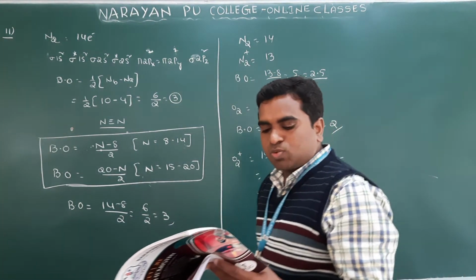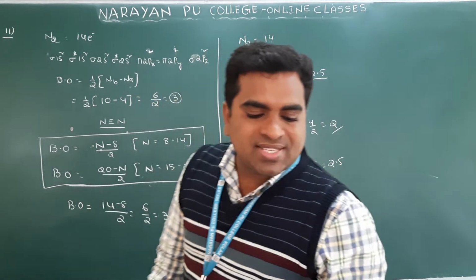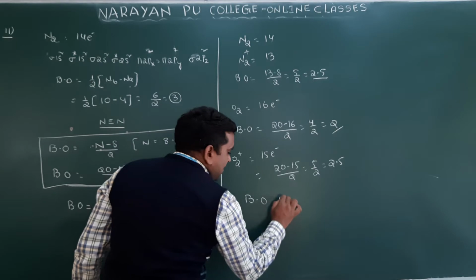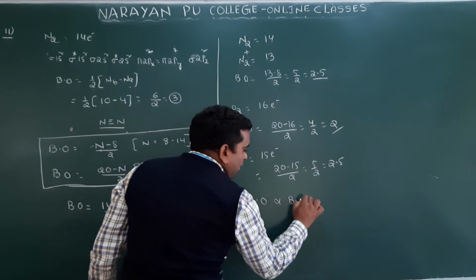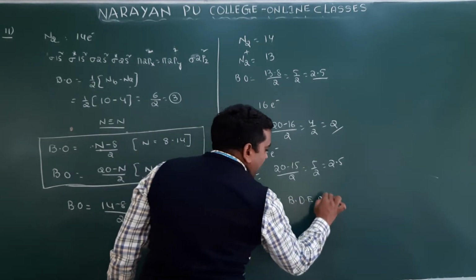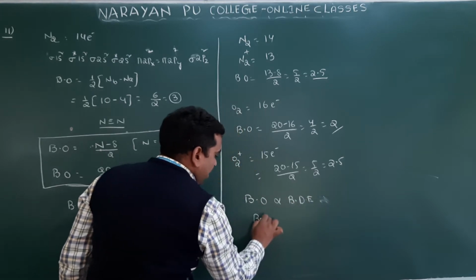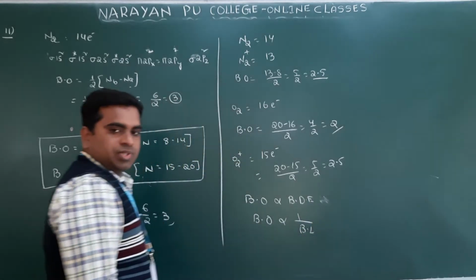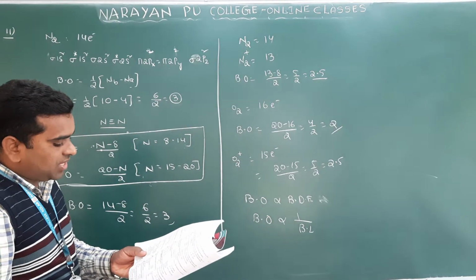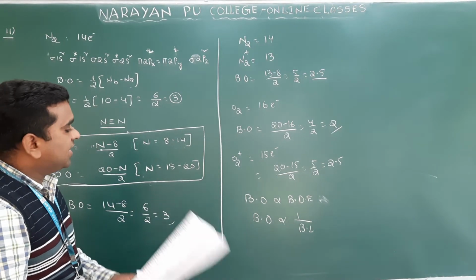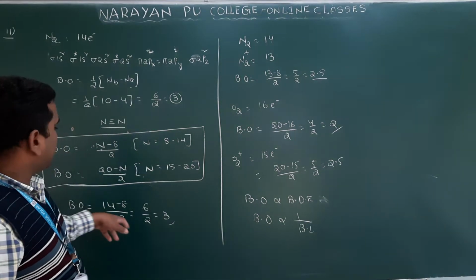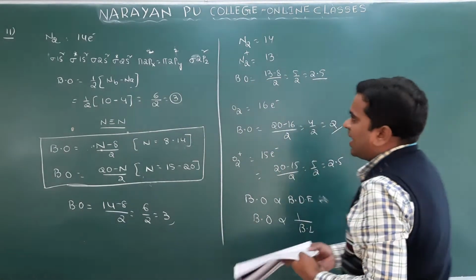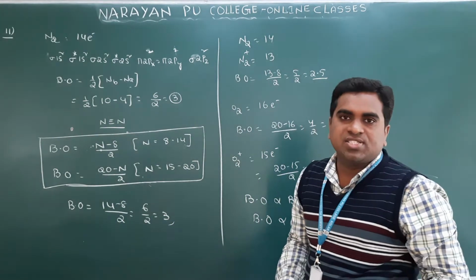Correct only. Next one: bond length in N2 plus is less than N2. You know that bond order is directly proportional to bond dissociation energy, and bond order is inversely proportional to bond length. Now the third one they are asking: bond length in N2 plus is less than N2. For N2 plus the bond order is 2.5, and N2 is 3.